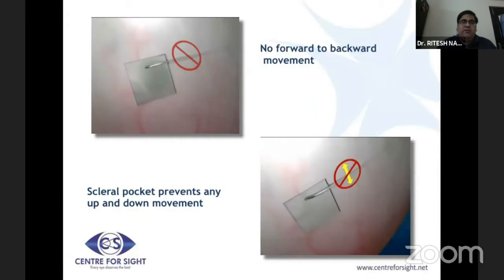Now the advantage of putting these haptics in this groove is that once you put them in the groove, it prevents the forward and the backward movement of this haptic, so that phacodonesis post-surgery is much less. So this movement of the haptic is kind of stopped and the haptic stays in one place.